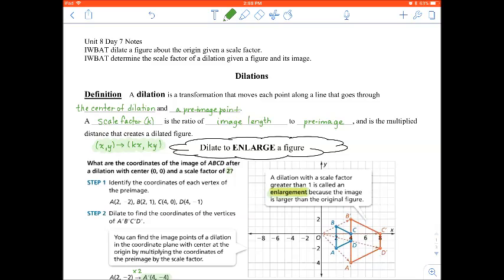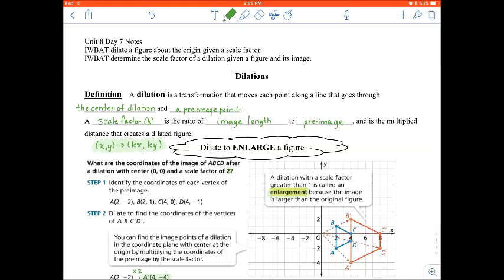Your pupils get dilated when you go to the eye doctor. They make them bigger or larger depending on the exposure to light. And so we're going to mimic that on a coordinate plane. And officially, a dilation is a transformation that moves each point along a line that goes through the center of dilation and a preimage point.